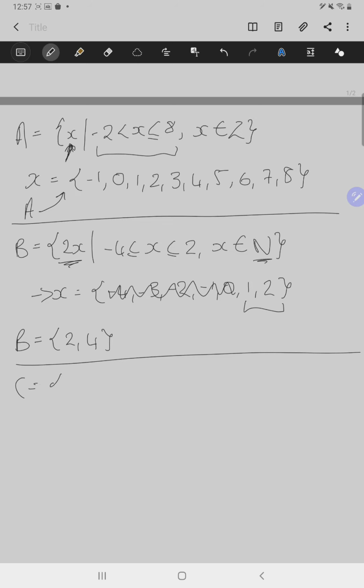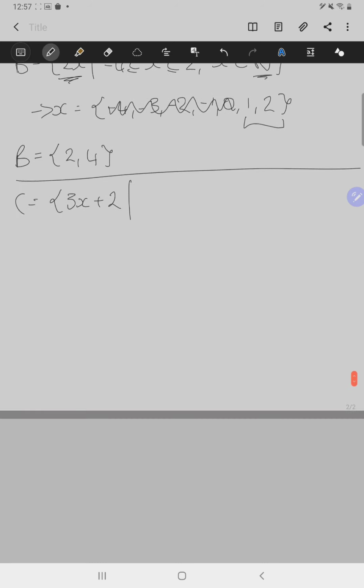Let's say that C is defined by the rule 3x plus 2, where -1 is less than x is less than or equal to 4, and x is an element of our integers. So we're not including -1 and we are including 4. So that means x is equal to the elements 0, 1, 2, 3, and 4.